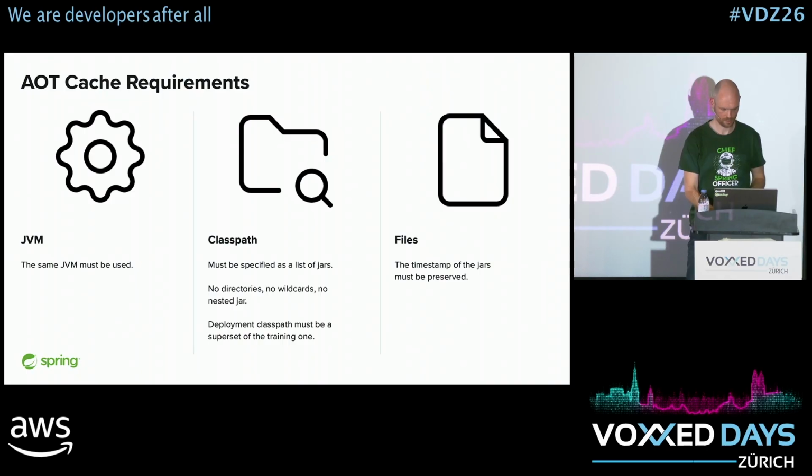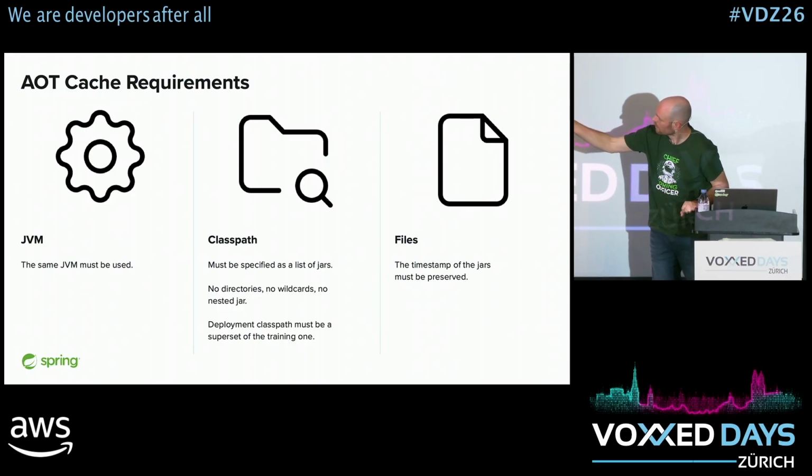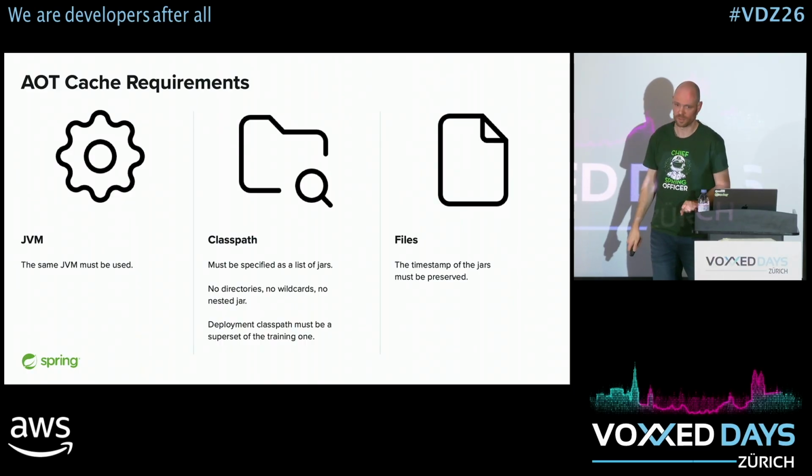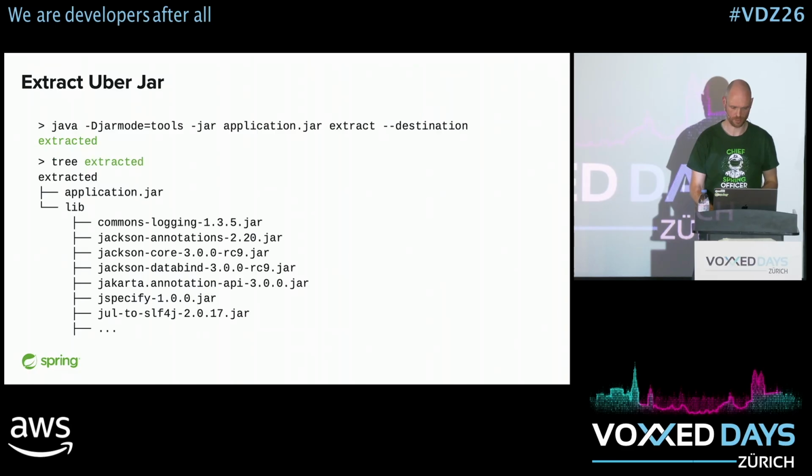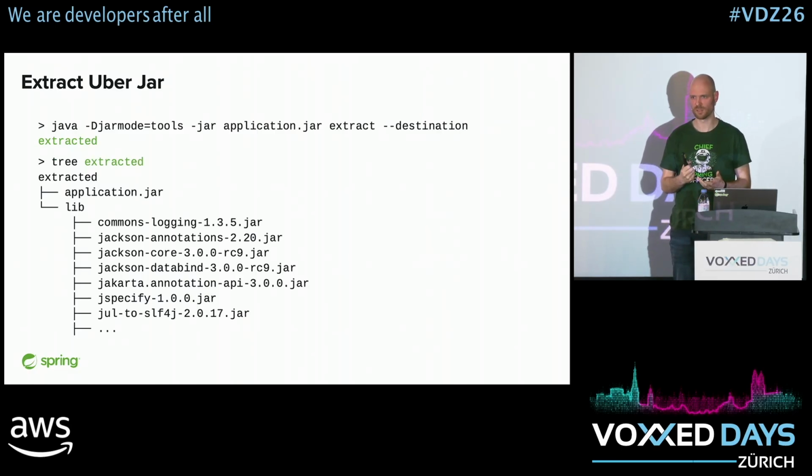And now we specify this as a list of jar files. We have no directories, no wildcards, and no nested jars on the class file, and now AOT cache is happy. That's the reason why we need to extract it. The funny thing is, you can even extract it even if you don't care about AOT cache at all.